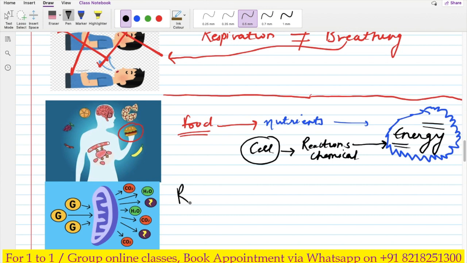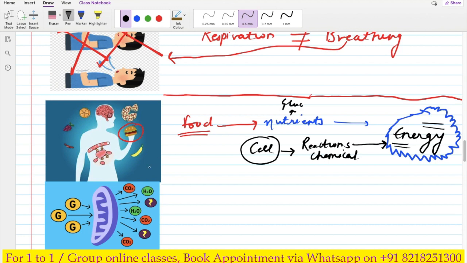Respiration. E stands for energy. This is the process by which you are liberating energy. Now we'll see, and don't think this is a cell, this is actually a part of a cell. This is called the mitochondria. G is glucose. Glucose is a nutrient, right?